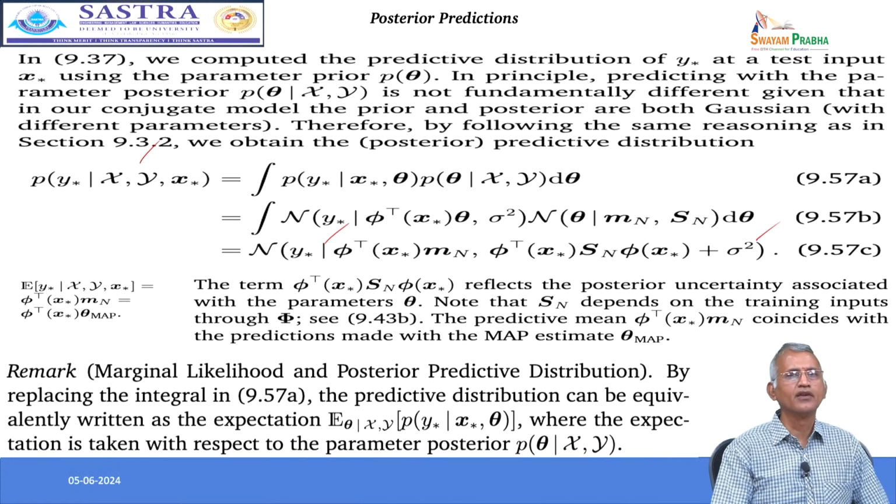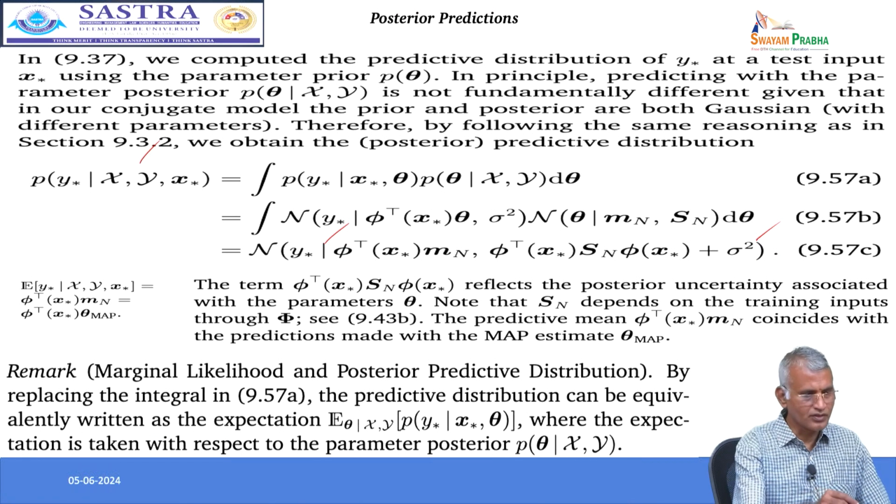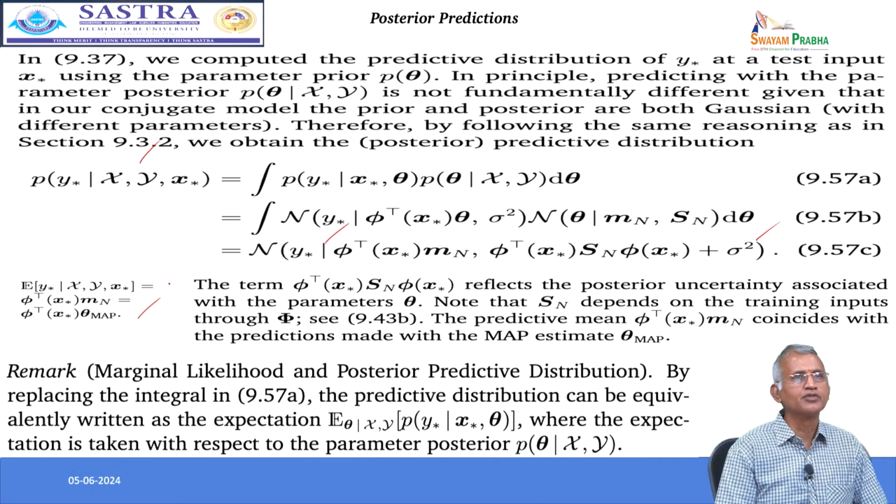Therefore, the expectation of y* given x, y, x* is equal to φᵀ(x*) mN, which is equal to φᵀ(x*) θ_MAP. So, the term φᵀ(x*) SN φ(x*) reflects the posterior uncertainty associated with the parameter θ. Note that SN depends on the training inputs through φ. So, the predictive mean φᵀ(x*) mN coincides with the prediction made with the MAP estimate θ_MAP.